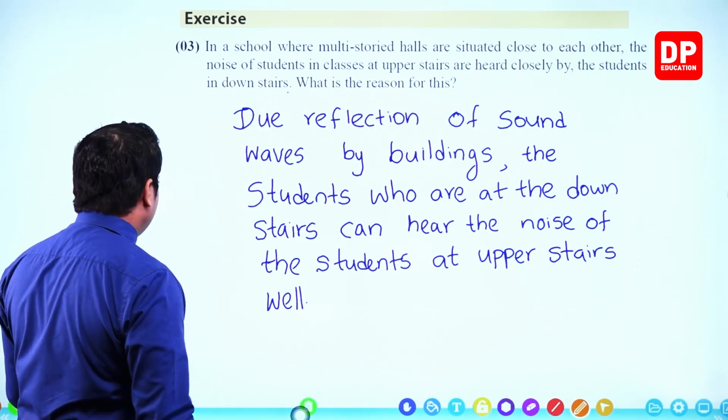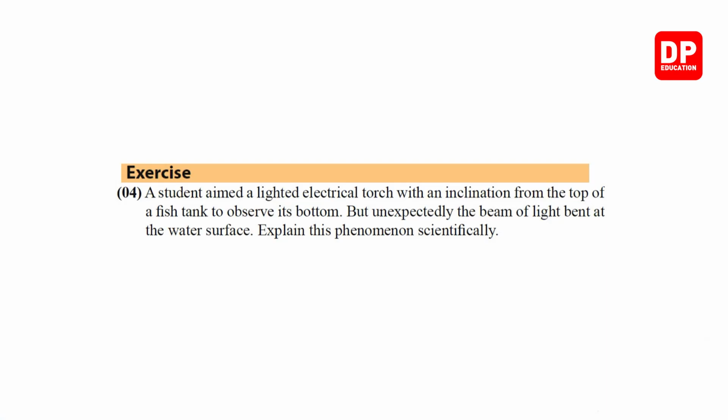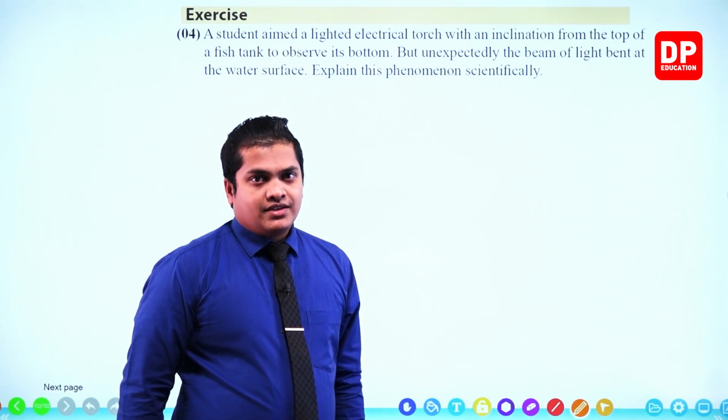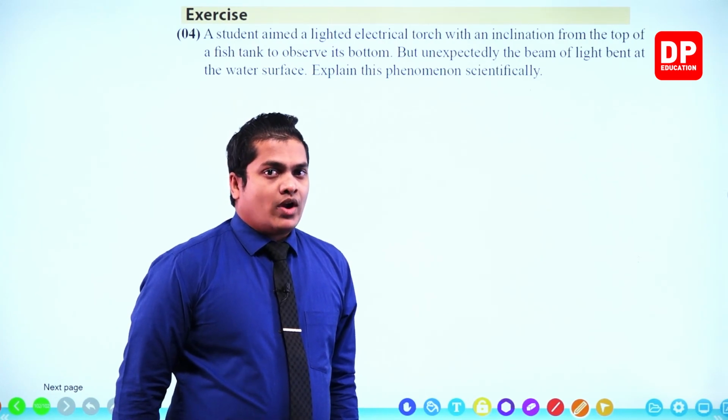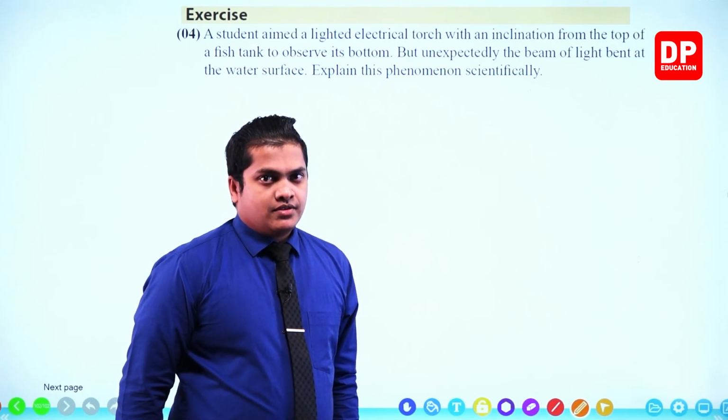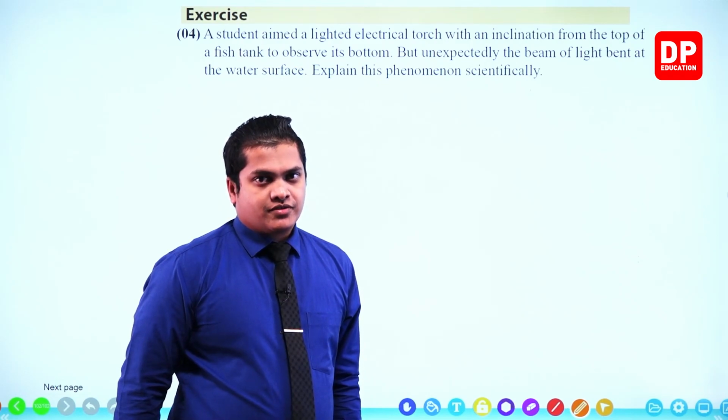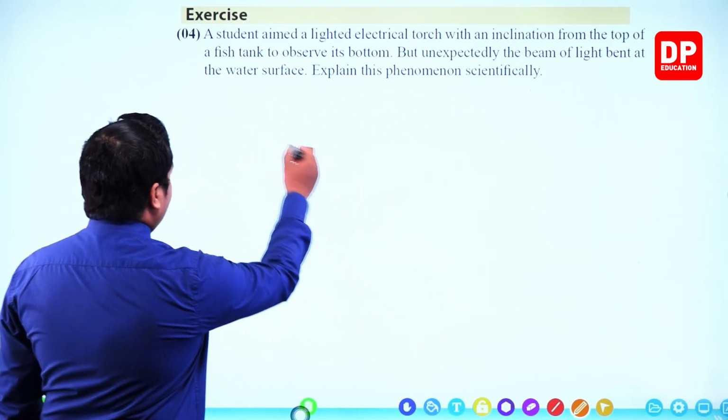Right, then the next one. A student aimed a lighted electrical torch with an inclination from the top of the fish tank to observe its bottom. But unexpectedly, the beam of light bent at the water surface. Explain this phenomenon scientifically. So, this bending is going to happen because of light transmitting from one transparent medium to another. This is also referred to as refraction. Okay, so we can write the answer.